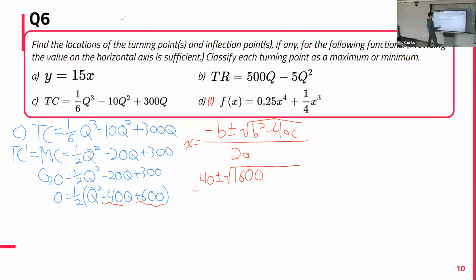Okay, that's the next part. So the next part, minus 4 times A, which is 1, times C, which is 600. So minus 2,400. And all of that divided by 2 times 1, so just 2. We should notice something at this point. Okay, so negative in the square root, this thing is a problem. So the only solutions are imaginary numbers. We have no real solutions to this. So basically it tells us there's no Q value that we can substitute in here that will give us 0.